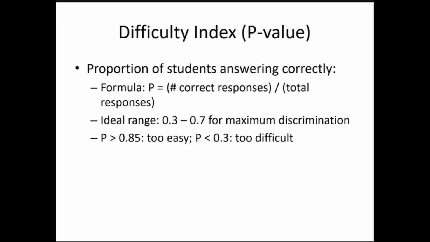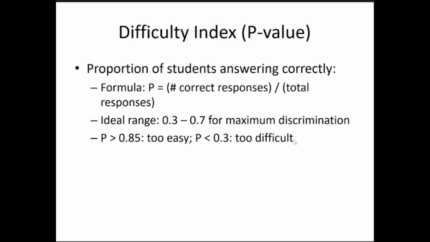Now, if the p-value is more than 0.85, it means that more than 85% of the examinees have found it too easy. While if it is less than 0.3, it means only 30% of the exam participants have attempted it correctly, and it is way too difficult for the rest of the students.